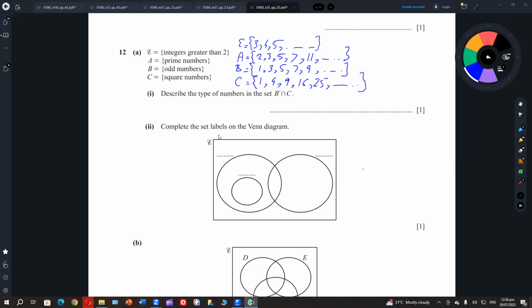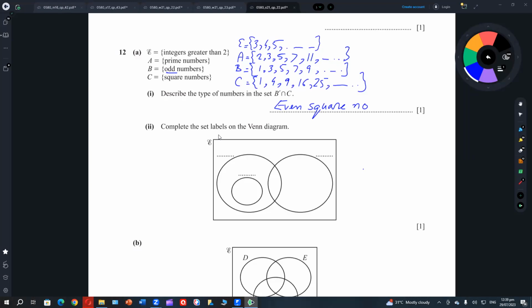He says describe the type of numbers in the set B prime intersection C. B prime means exclude B, so odd numbers should not be there. If they are not odd and you take common with C, they should be even numbers. So those even numbers which are also square numbers, like 16, like 4.